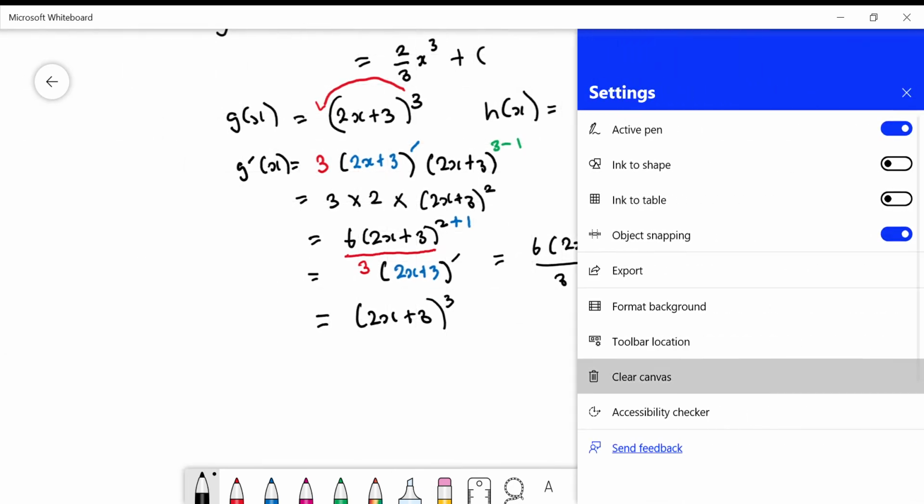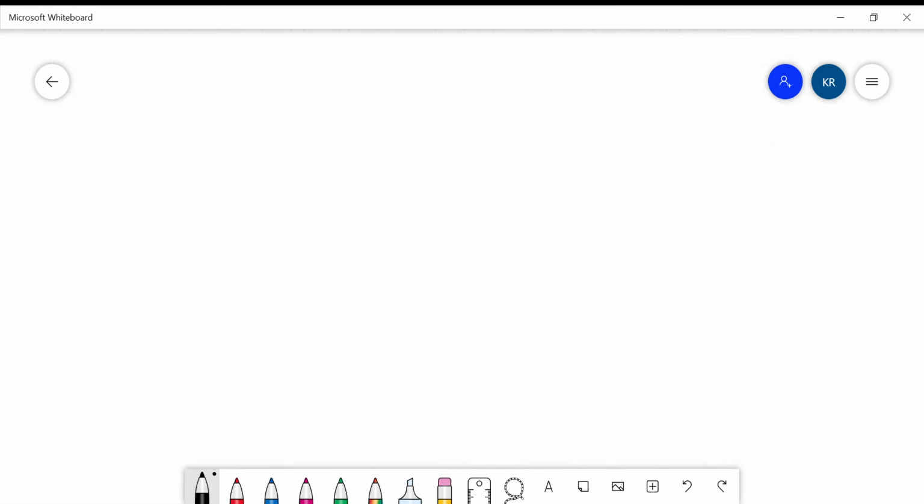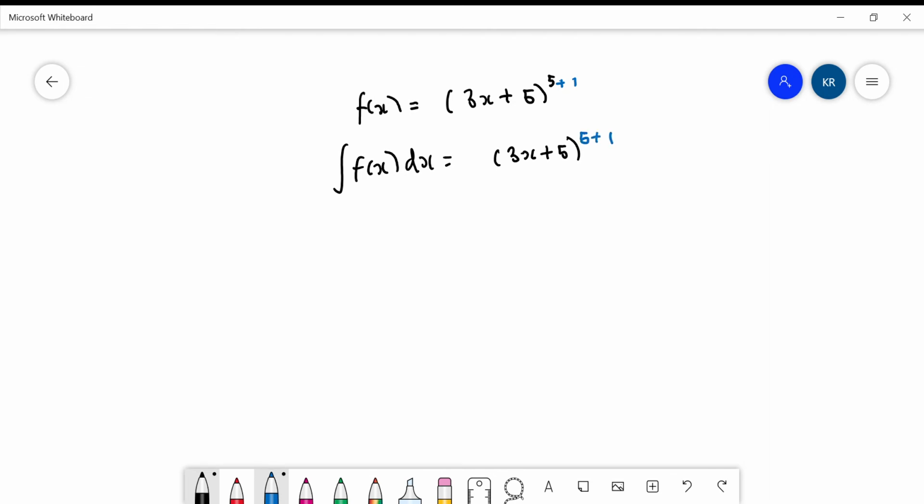So now let us use our understanding of how this works to do a question such as, let f of x be (3x plus 5) to the power 5. So how would we integrate this? So let's go. The first thing which we did was we added 1 to the power. So we would have here (3x plus 5) to the power 5 plus 1, over, then we divide by the new power, which was the second step.